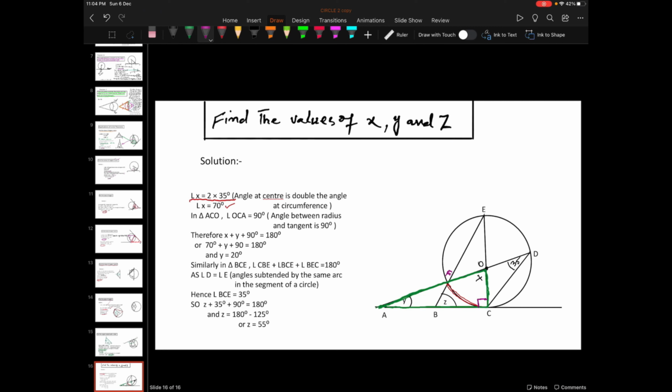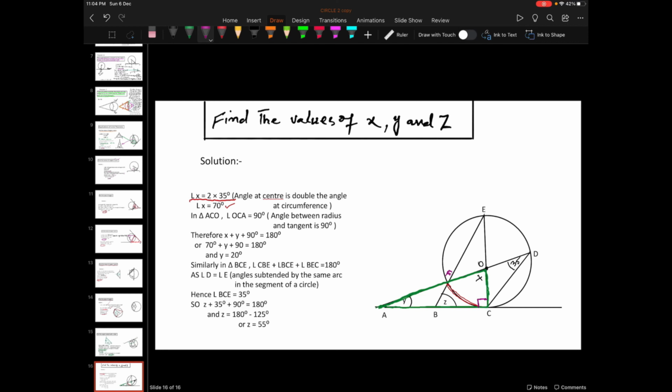Now the next question is find the values of x, y and z. To find these angles, we should consider the figure. Angle x is equal to 2 times the angle at the circumference, I mean 35 degree. So angle x is equal to 2 multiplied by 35 degree. Hence angle x is equal to 70 degree. What's the reason? Angle at center is double the angle at circumference. This is the first theorem which I have taught you before.